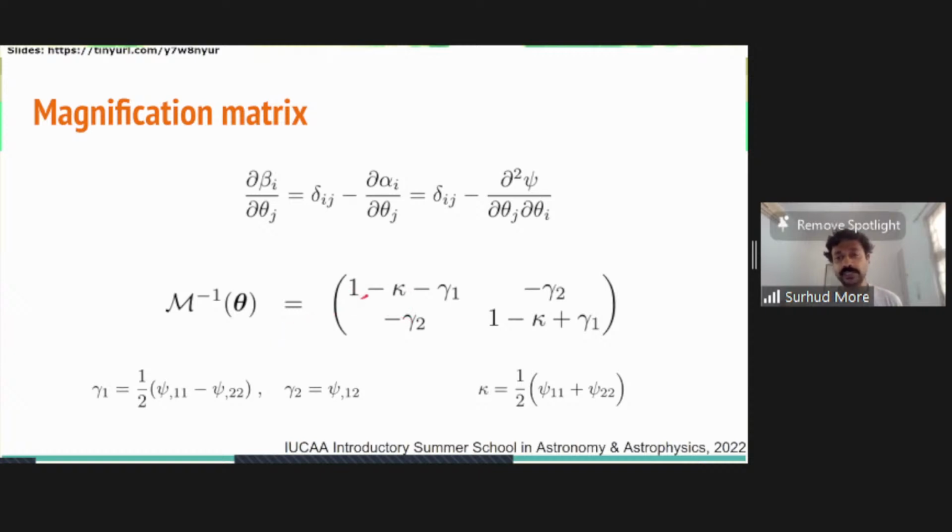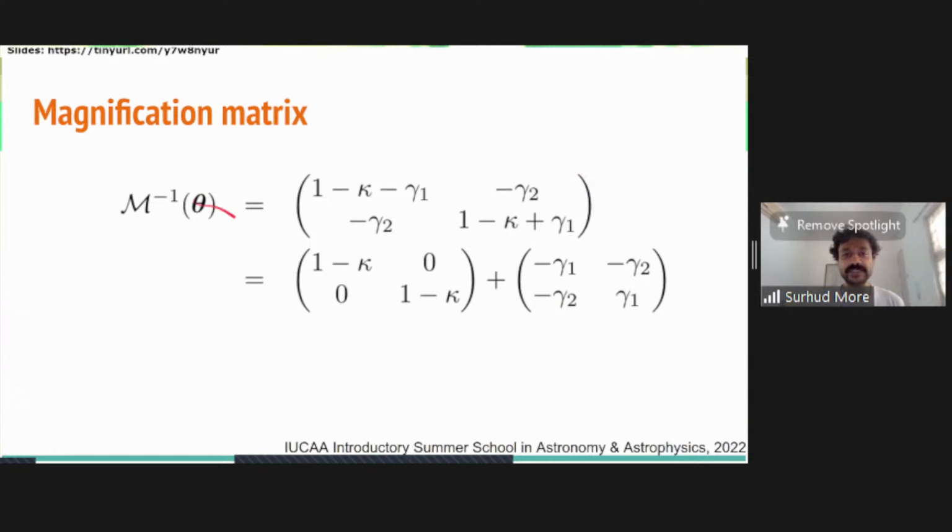So it is a matrix which is symmetric, right? So you have some value here, a different value here, but the values along the non-diagonal elements are exactly equal. Okay? And so you get a symmetric matrix as the Jacobian matrix for the transformation going from theta to beta. And now you have expressed it in terms of these new variables gamma 1, gamma 2, and kappa.